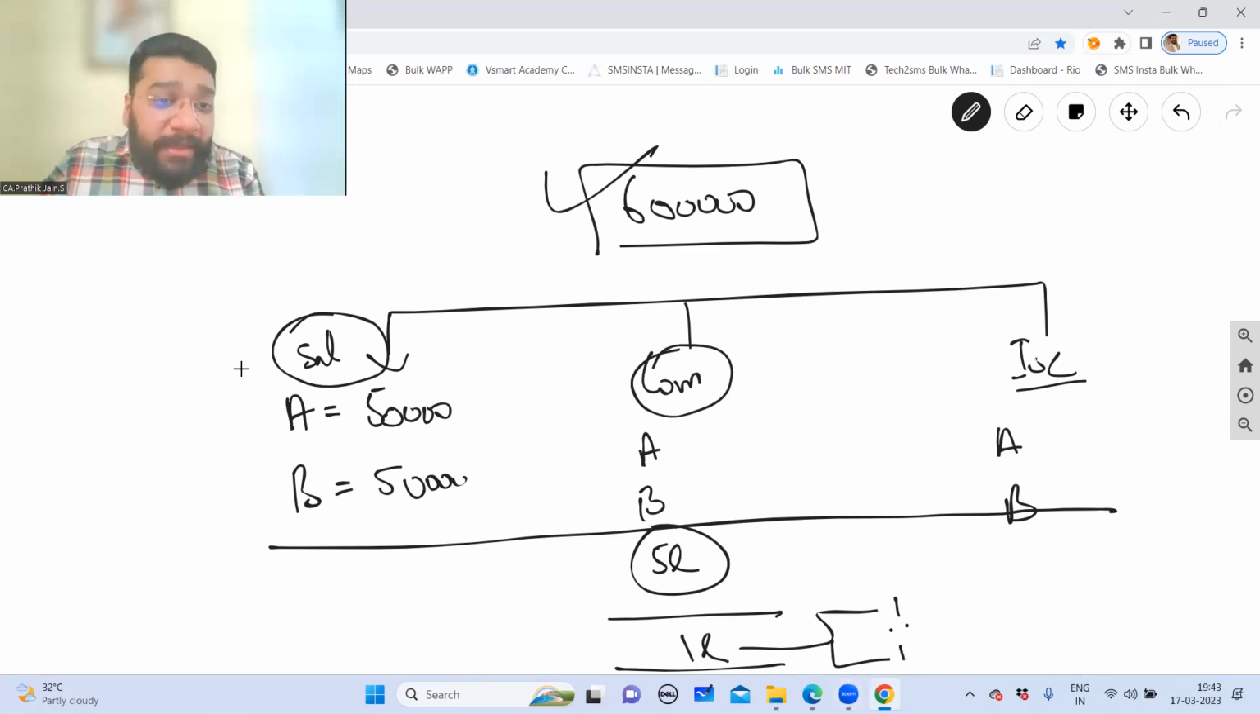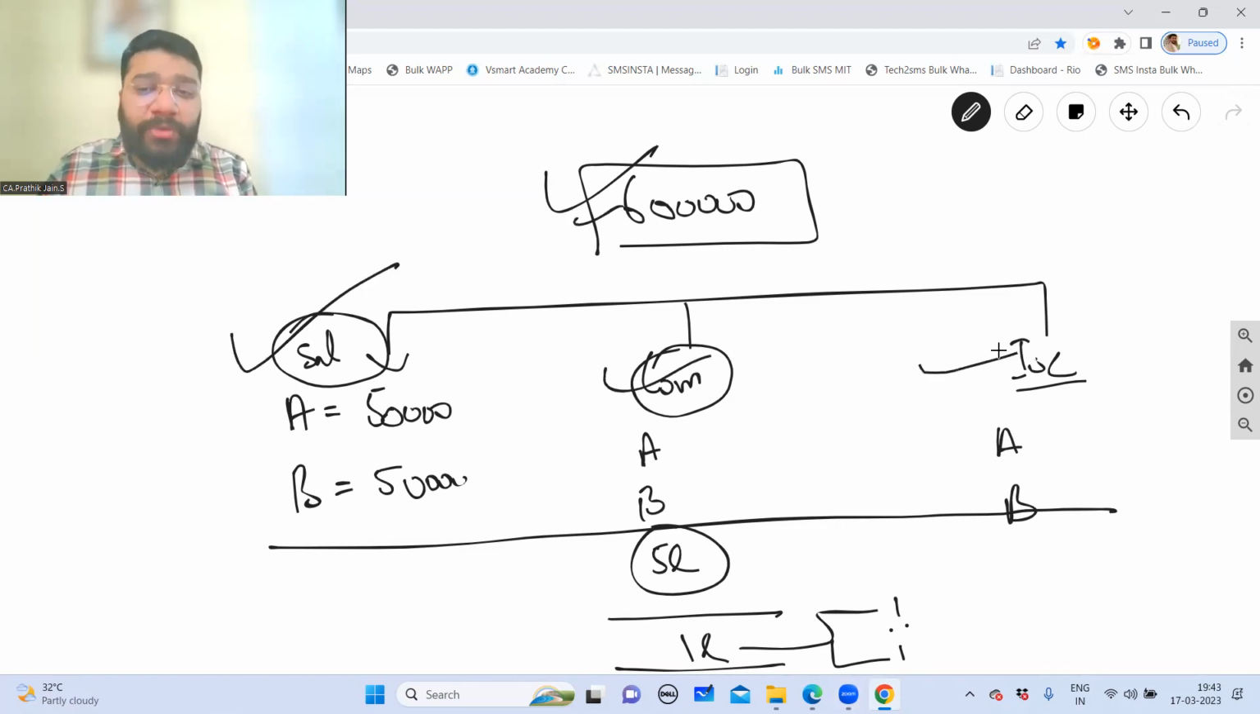So I can give salary only if there is profit available. I will give commission and IOC only if profit is available. So these items, that is salary, commission, remuneration, and IOC, are not called a charge against profit. It is called appropriation of profit. Why do I call this appropriation? Because I can pay salary only if I have profit. I can pay commission only if I have profit. I can pay IOC only if I have profit.